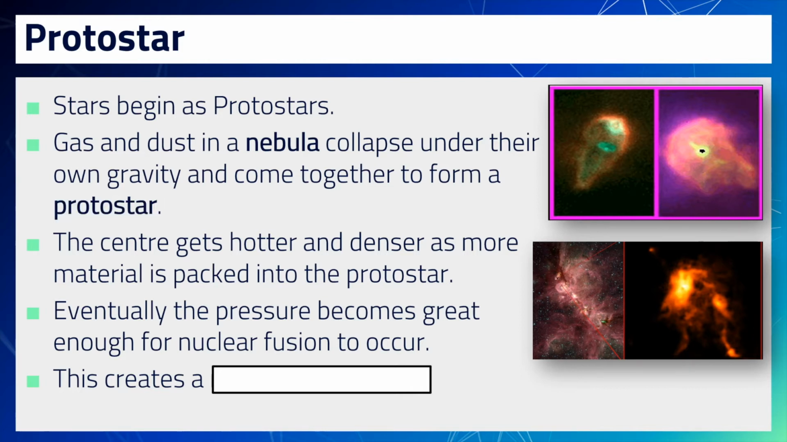Proto means sort of beginning, or a precursor to something. So this is not quite a proper star yet, it's the beginning star. And as we have all this gas and dust collapsing in under its own gravity, they create more and more pressure in the very middle. That center, under all this pressure, gets hotter and denser as more matter is packed into this protostar. Eventually, that pressure and heat is going to get enough for nuclear fusion to actually start occurring. And that's where we would move to the next stage, which is a main sequence star.